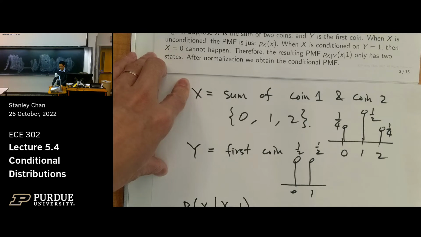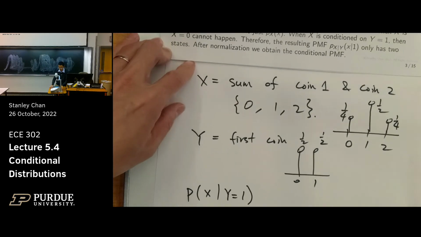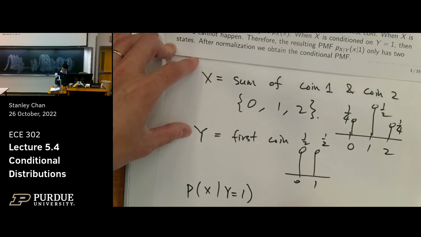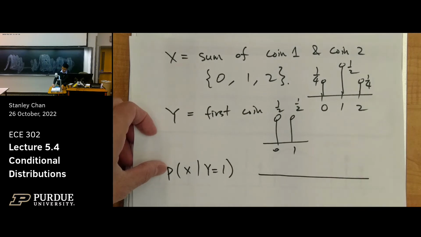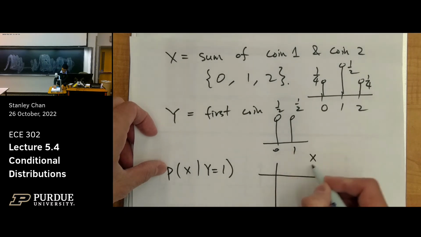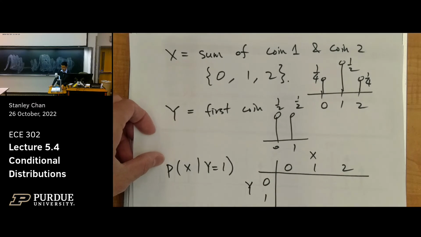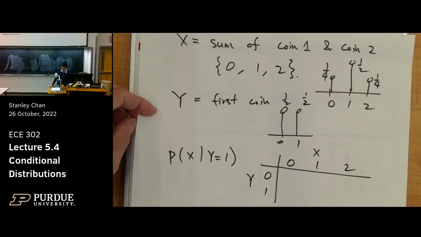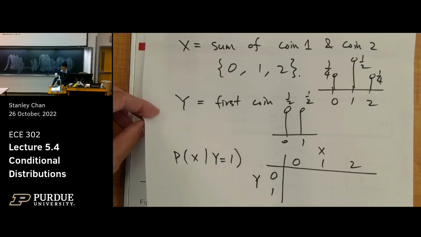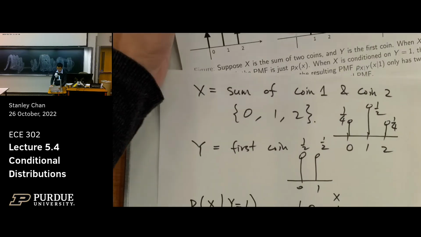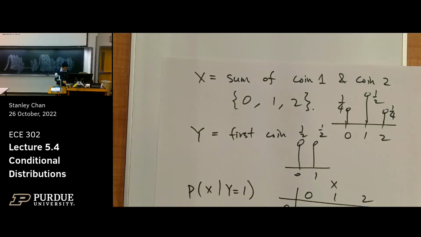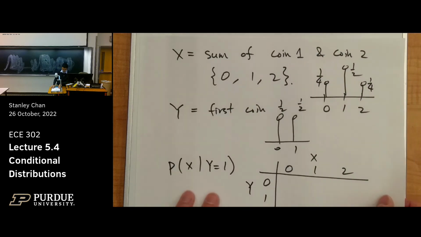It's a little bit complicated, so let's walk through this thinking process. There are 2 variables, dependent. You have X with 0, 1, 2, and Y with 0 and 1. You ask, what is the probability distribution of X when Y equals 1?